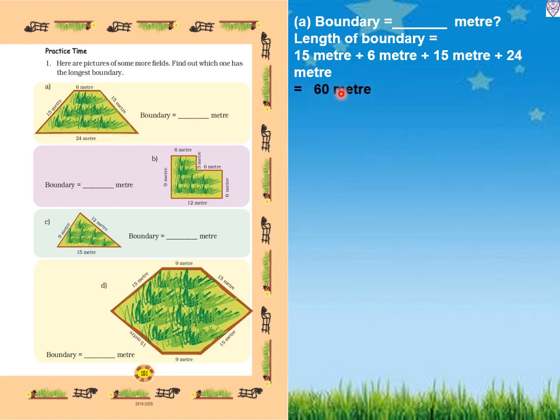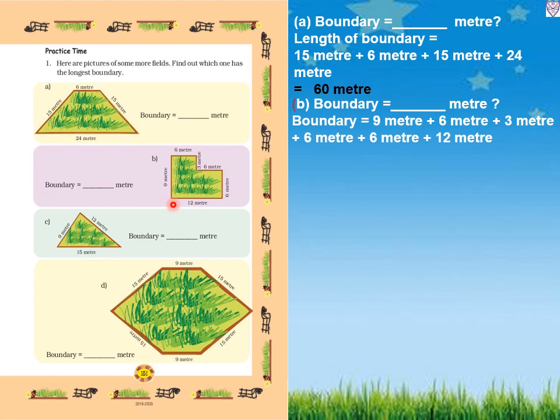So our answer is 60 meter. Now number 2 figure. Boundary equals to dash meter, we will add 9 meter plus 6 meter plus 3 meter plus 6 meter plus 6 meter plus 12 meter. So 9 plus 6, 15. 15 plus 3, 18. 18 plus 6, 24. 24 plus 6, 30. 30 plus 12, 42. So our answer is 42 meter.